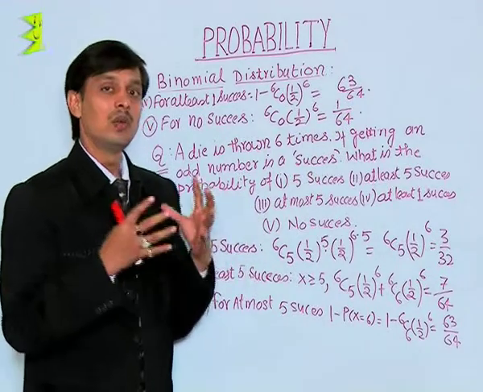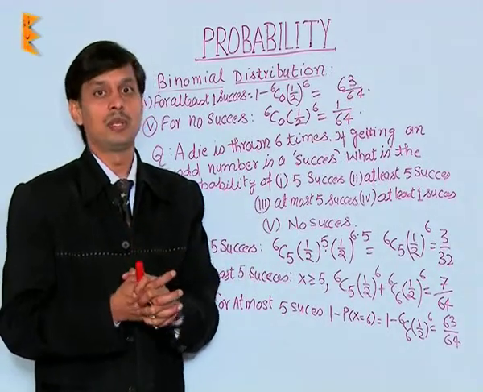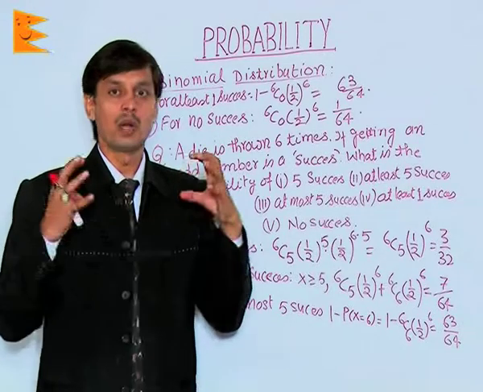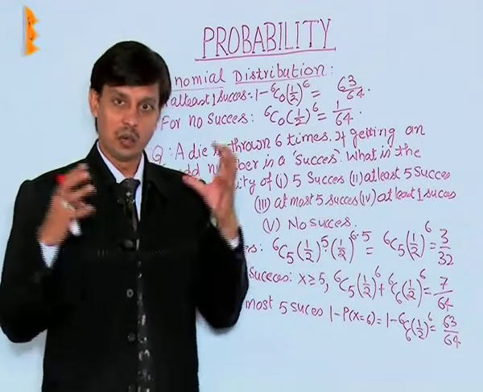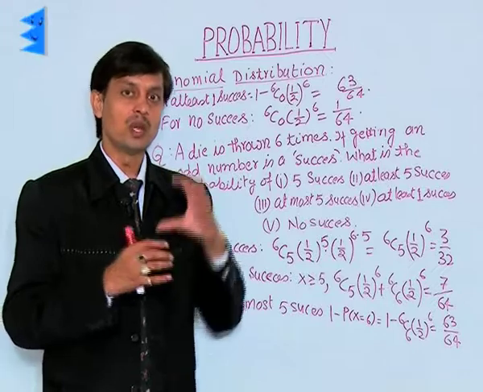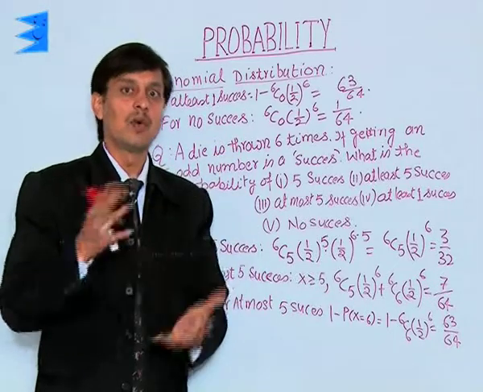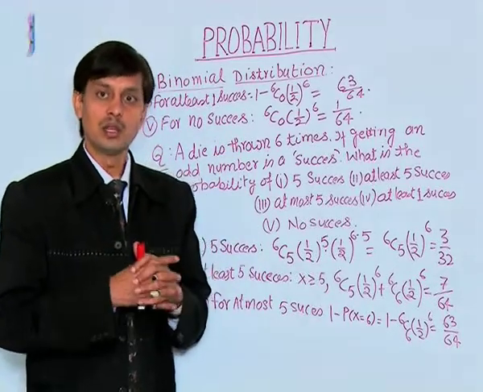So this way we can use the binomial distribution by taking care of what is n, what is r, what is p, what is q, and how, as a shortcut for at least and at most, we can use this data.